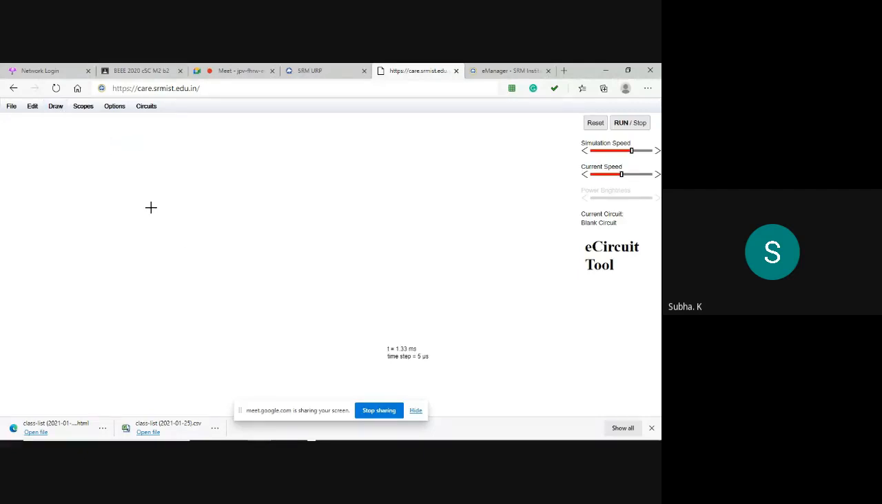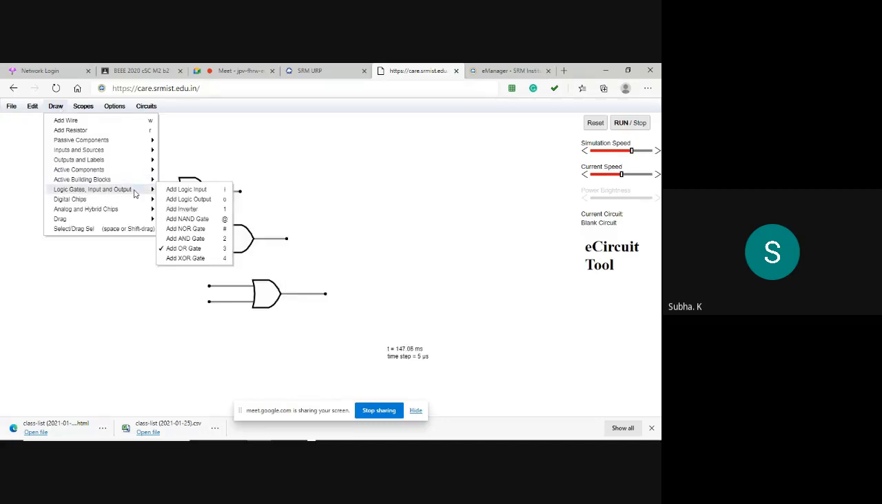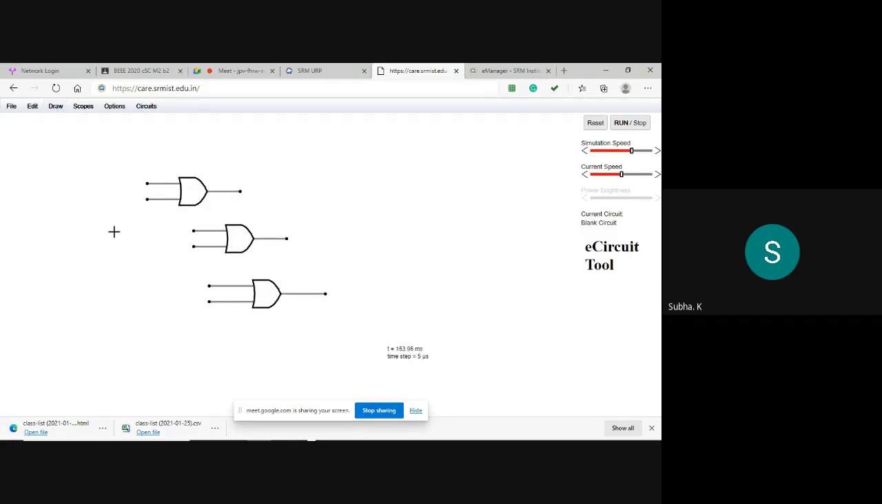So I am taking OR gates. 3 number of OR gates I need, so I am connecting 3 number of OR gates. Next, 2 number of NOT gates for taking B complement and C complement, so I am adding 2 number of inverters. This is for my B complement and this is for my C complement.